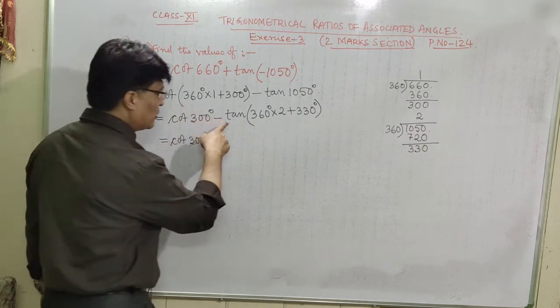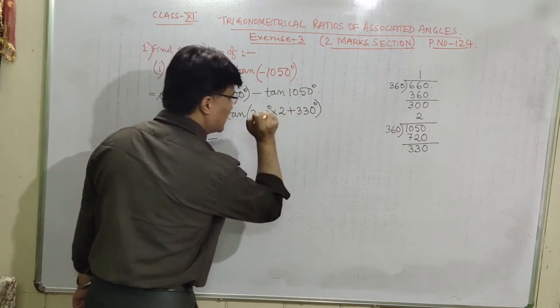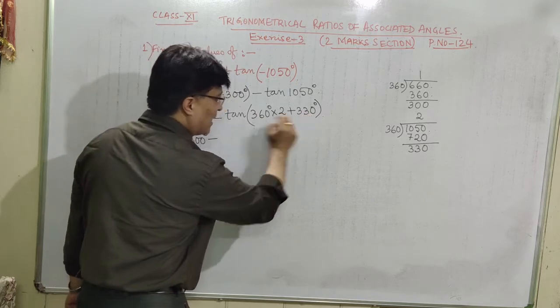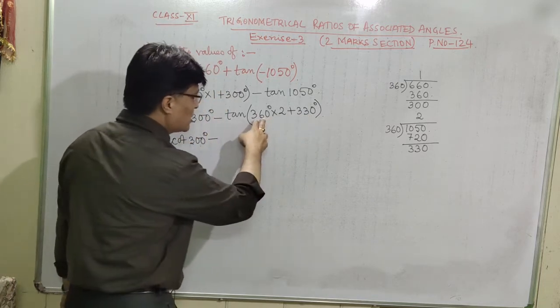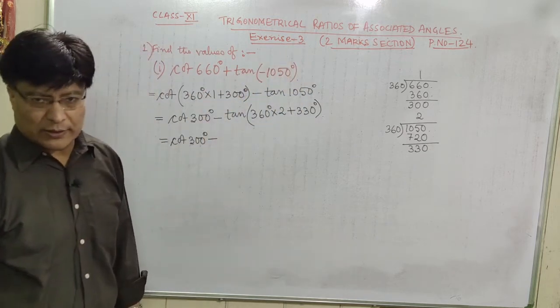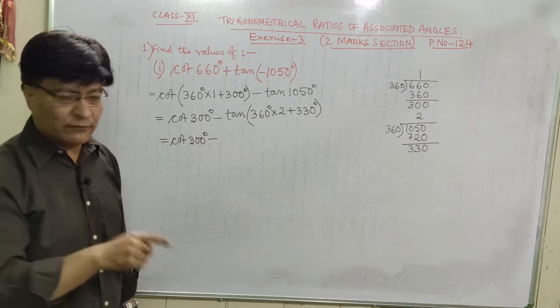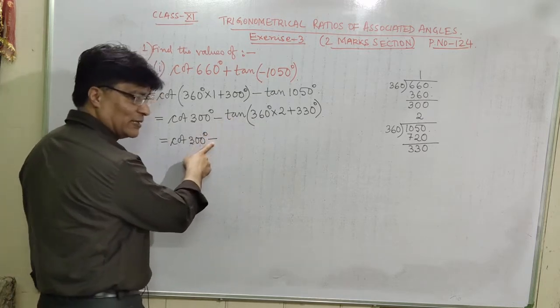So what is the formula that you can use here? Tan of 360 degree into n plus theta. Whatever may be the angle here, take it as theta. So it is just like 360 into n plus theta. It always lies in the first quadrant, and in the first quadrant, all the trigonometrical ratios are positive. So the sign here is plus, not minus.